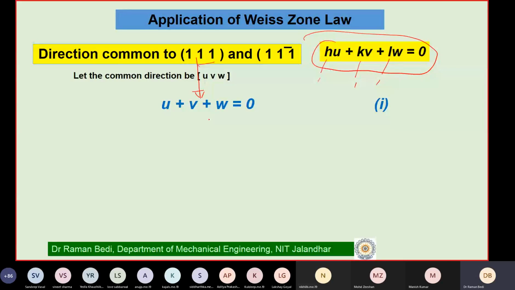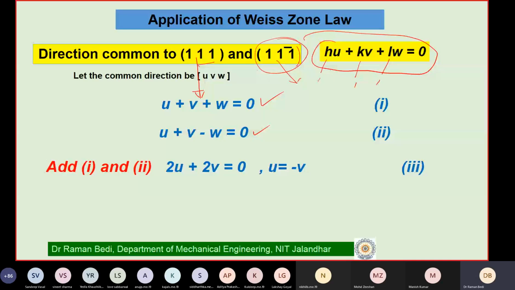Similarly, the second expression shall also be valid. Can you tell me why? Because for the second plane 1 1 bar 1, the HKL are 1 1 minus 1. And then the second expression shall also be valid. So by the V-zone law, I can say that U plus V plus W equal to 0 and U plus V minus W equal to 0. So there are two equations which I get, and I can use these expressions to find the common direction between these two planes, 1 1 1 and 1 1 bar 1.